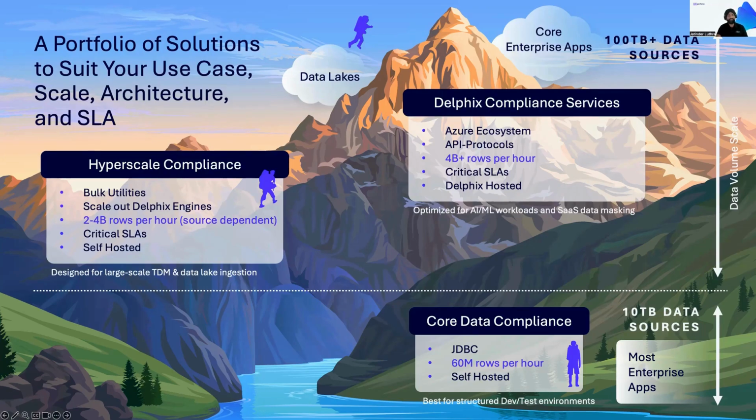But once you cross that 10 terabyte threshold, things get steeper. Suddenly, you are dealing with big data ingestion, large scale test data management, and masking that has to scale into tens or hundreds of terabytes. This is where Hyperscale and Delphix Compliance Service come in. Hyperscale is built for bulk throughput, 2 to 4 billion rows per hour depending on the source. It uses scale-out architecture and runs on your infrastructure, and this is like your mountaineering gear. Purpose built for extreme altitude and designed to let you tackle big data compliance on your own terms with critical SLA support.